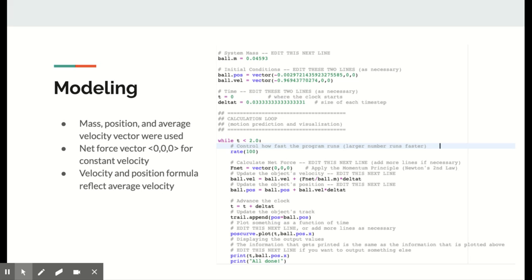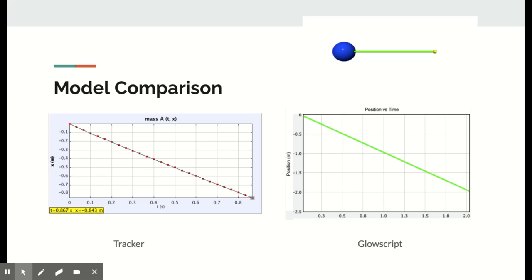I used the GlowScript code to model my system. Mass, position, and average velocity vectors were used for data. The net force vector was set to 0, 0, 0 in order to model constant velocity. The velocity and position formula were updated to reflect the average velocity as well.